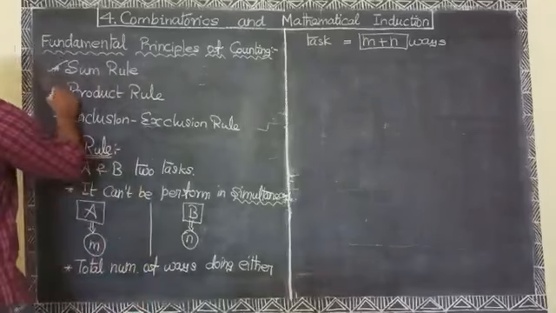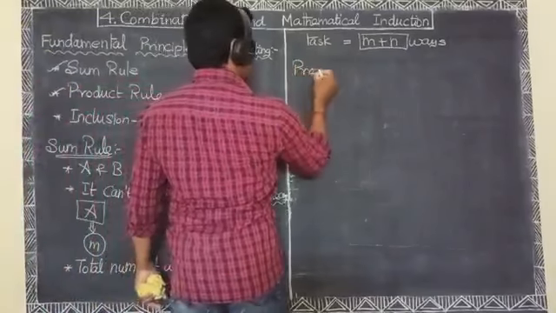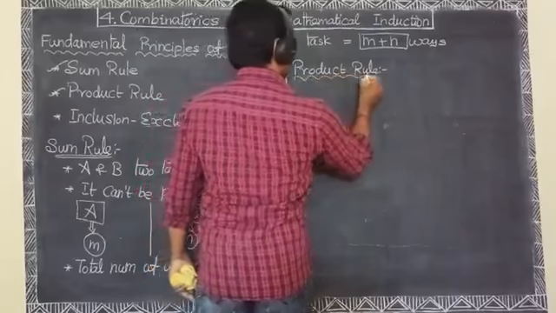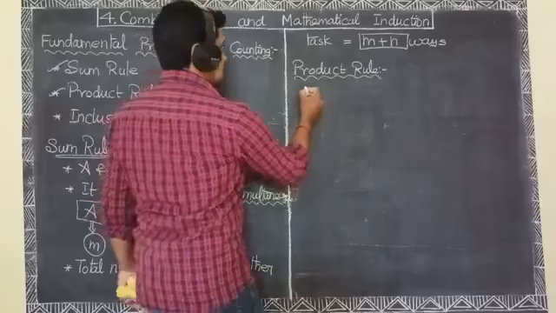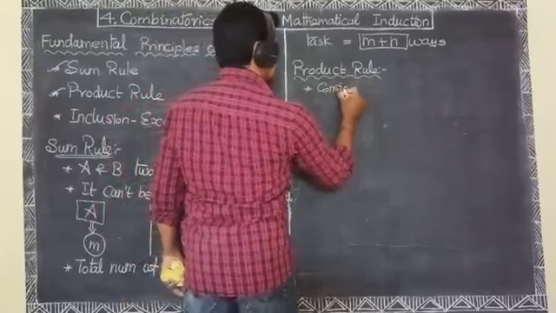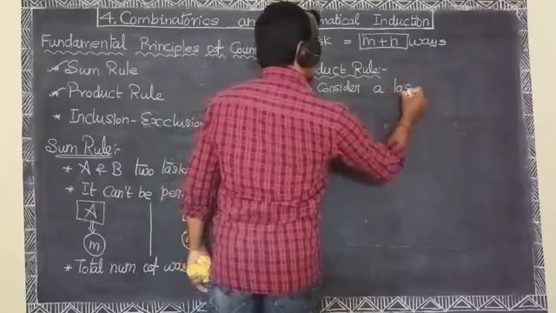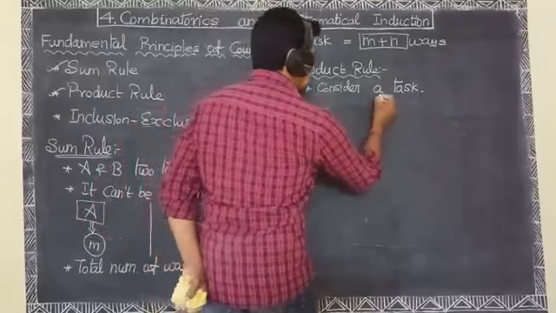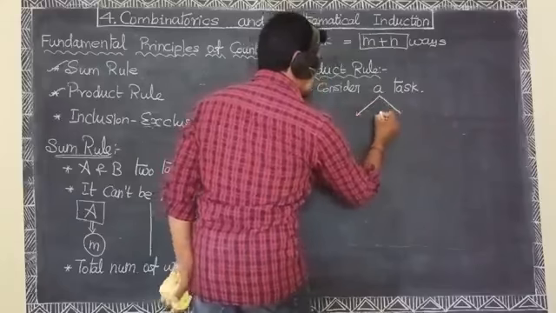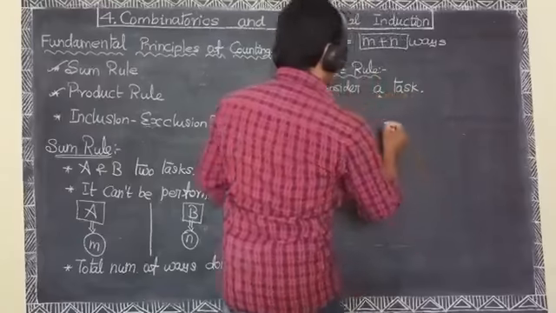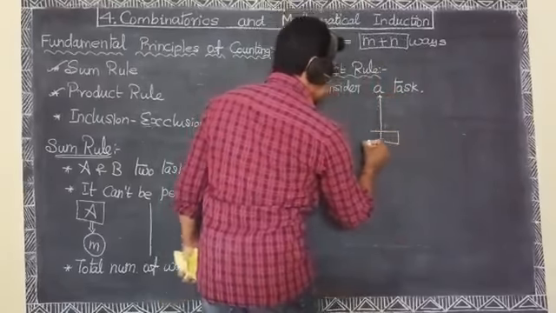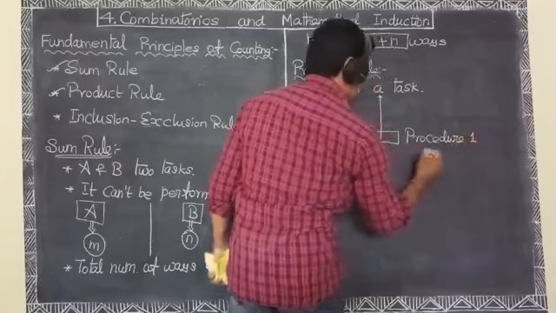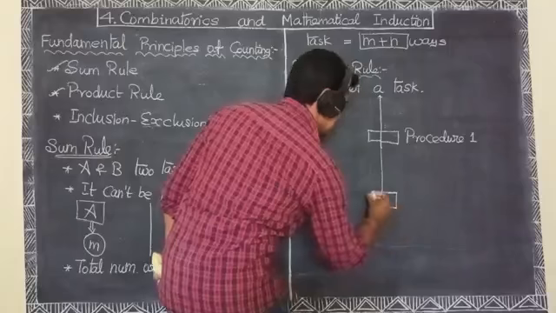Next, go to the product rule. Here, consider only one task. A task comprises two procedures. This is procedure 1. This is procedure 2.